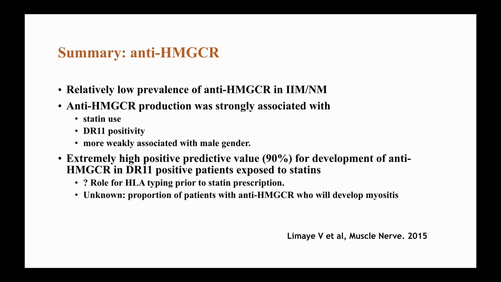So we found overall a relatively low prevalence of these antibodies, so around 9% in an overall cohort of patients with inflammatory myopathies, including those with NAM. And we found that the antibodies were strongly associated with statin use, DR11, and they were weakly associated with male gender. We found an extremely high positive predictive value of 90% for developing anti-HMGCR in DR11 positive patients who had been exposed to statins.